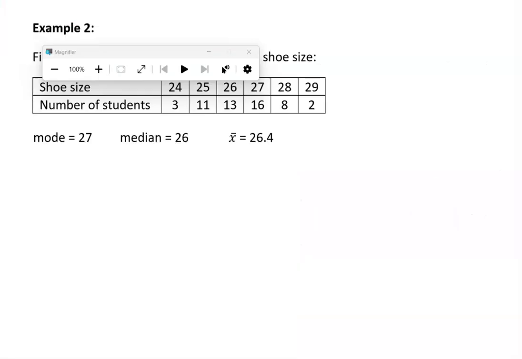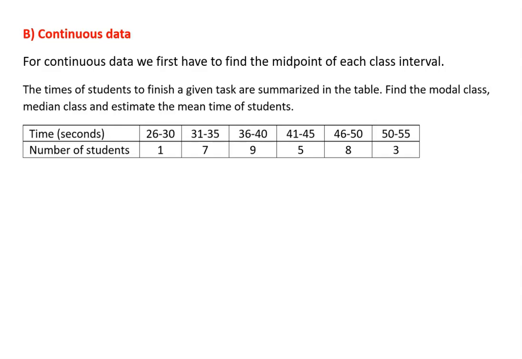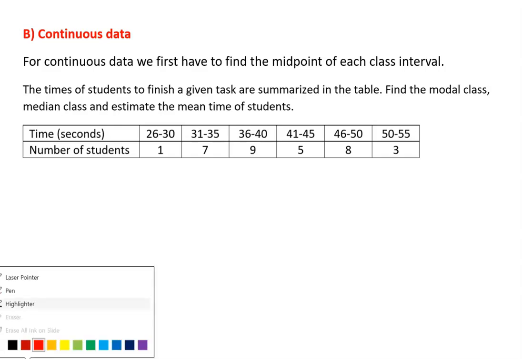So we can write down the results. The most frequent is 16, so 27, because this is the highest frequency, 27 is the mode. And as we saw before, the median is 26 and the mean is 26.4. Okay, now let's look at the continuous data.